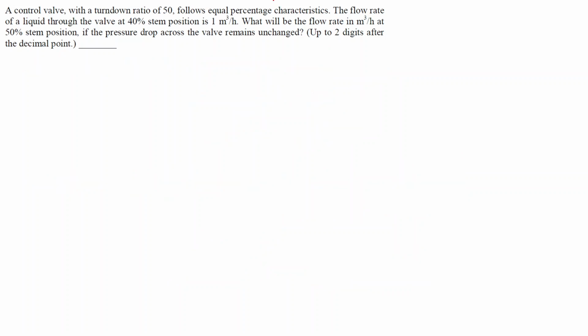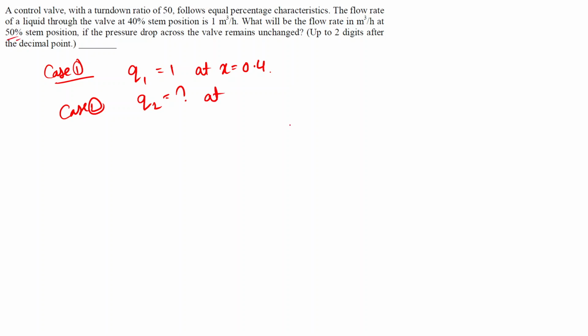Now we have been given these two different scenarios, that is, the flow rate of the liquid through the valve at 40% stem position is 1 meter cube per hour. Let us consider it as case 1. So Q1 is equal to 1 meter cube per hour at x equal to 0.4. And for case 2, Q2 we have to find, and the stem position is 50%, that is at x equal to 0.5. And we found that beta was 3.912.